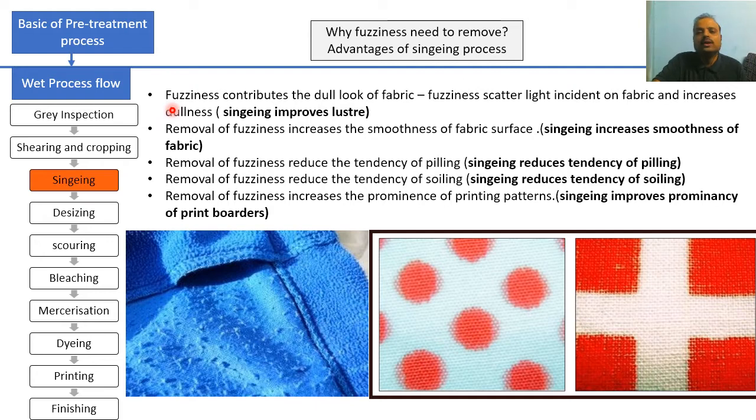And which process removes the hairiness? Singeing process removes the hairiness. So singeing improves the luster, singeing increases the smoothness, singeing reduces the tendency of pilling, singeing reduces the tendency of soiling, singeing improves the prominence of printed borders, right? So singeing is a very important process. These are certain advantages of the singeing process.